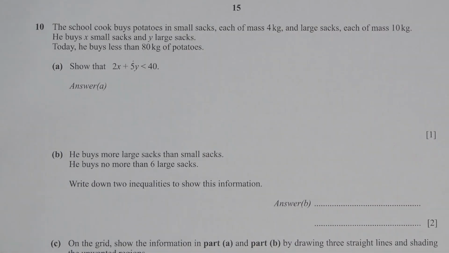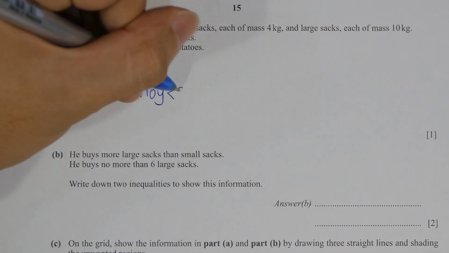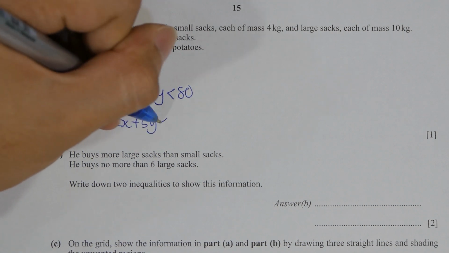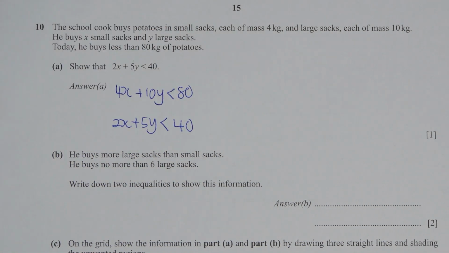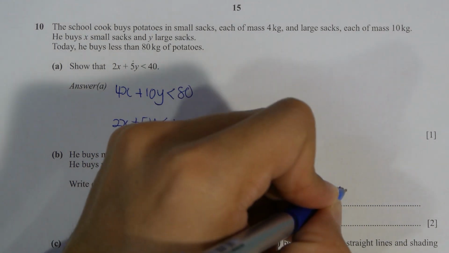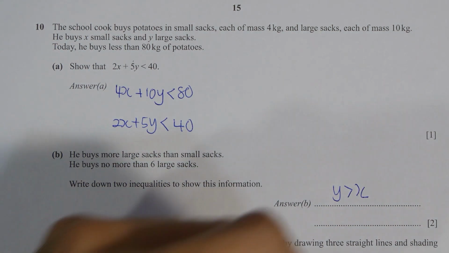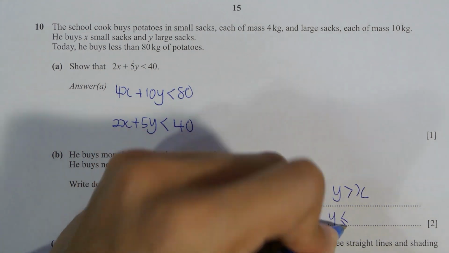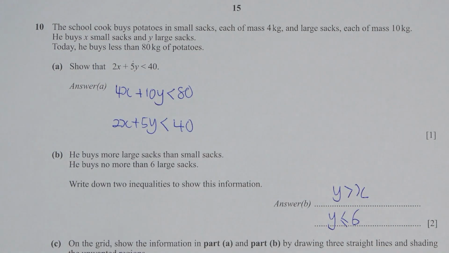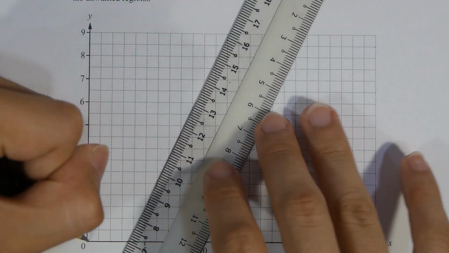As for question 10, show that 2x plus 5y is less than 40. So simply take 4x plus 10y less than 80. This is actually information given by the question, and divide everything by 2 to prove part A. For part B, the terms that they mention: he buys more large sacks than small sacks. So y will be more than x, and he buys no more than 6 large sacks. So y will be less than or equal to 6.